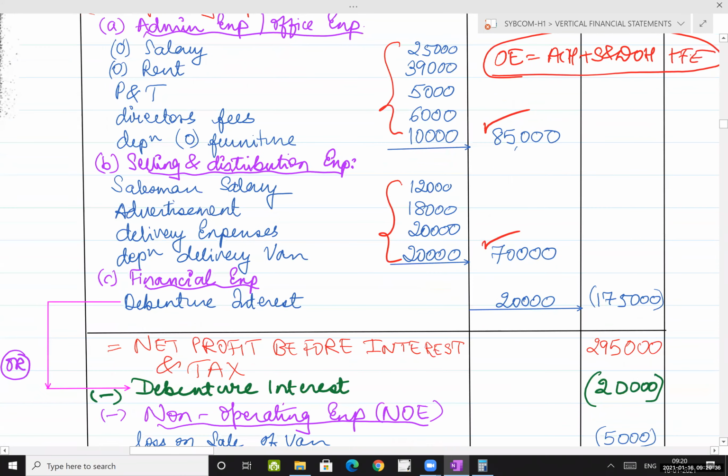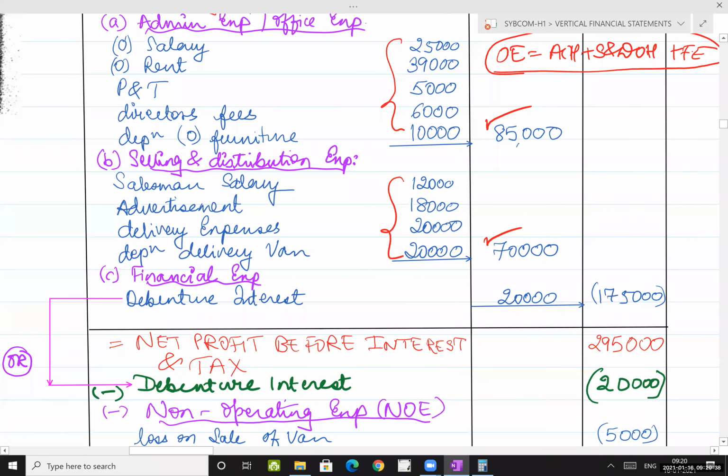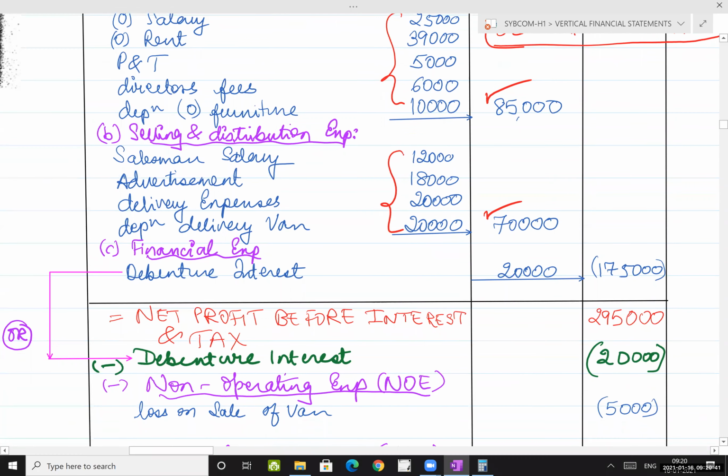Okay, then third is financial expense. ये जो मैंने आपको बताया था in the theory, yeah, you can show debenture interest in financial expense, or you can separately show it after net profit before interest and taxes, but before non-operating expense. Okay, I repeat, you can show debenture interest under financial expense, or you can show it separately before non-operating expense अलग से. Okay, generally I'll prefer this step. I will prefer this one.